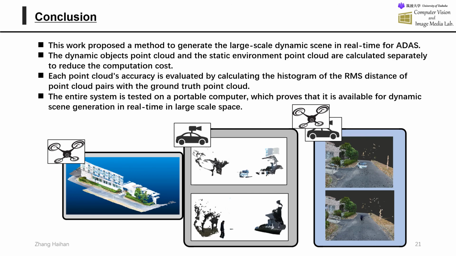And each point cloud's accuracy is evaluated by calculating the histogram of the RMSD of point cloud pairs with the ground truth point cloud. And the entire system is tested on a portable computer, which proves that it is available for dynamic scene generation in real time and large-scale spaces.